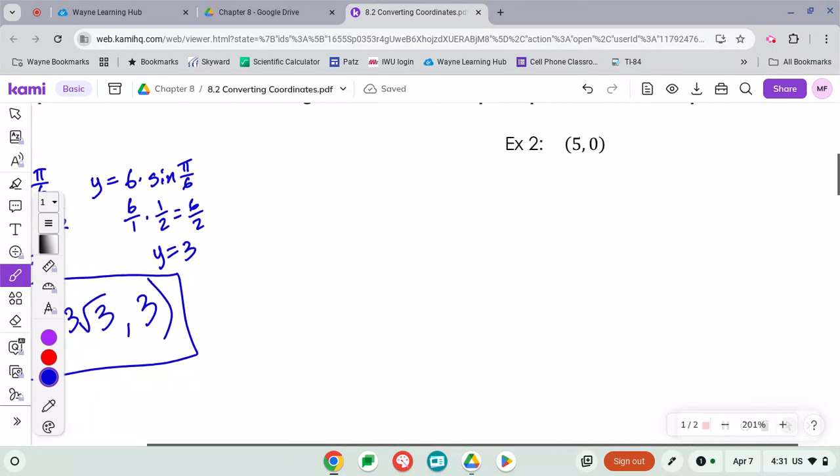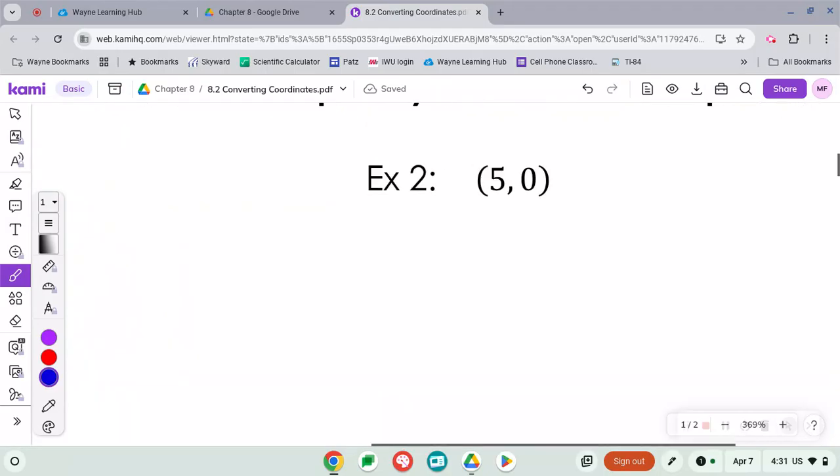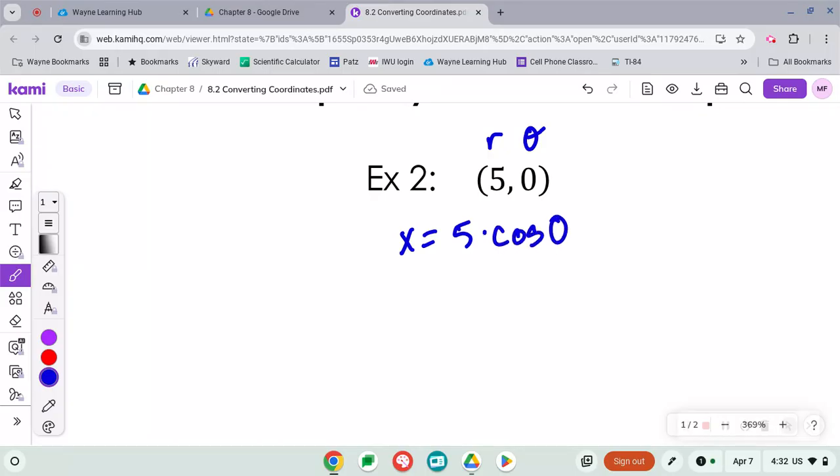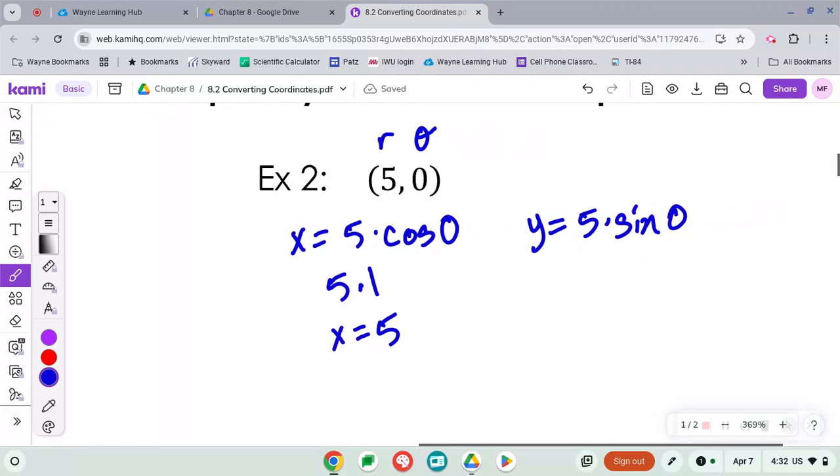All right, question 2: 5, 0. So a radius of 5 and a theta of 0. Once again, if it helps you, label them. For x, we know it's 5 times the cosine of 0. For y, we know it is 5 times the sine of 0. The cosine of 0 is 1, so 5 times 1, x is going to equal 5. The sine of 0 is 0, so it'll be 5 times 0. That means y equals 0.